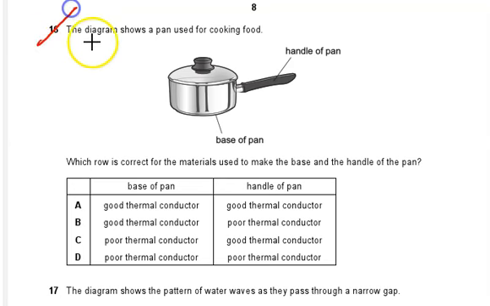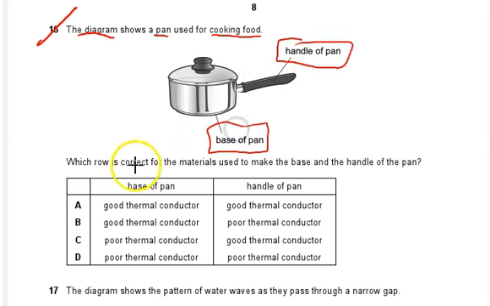Okay, now for number 16, the diagram shows a pan used for cooking food. This is the handle of the pan, and this is the base of the pan. So now the base of the pan needs to be a good thermal conductor, but the handle of the pan where we are putting our hand must be a poor thermal conductor. So your answer is B over here.